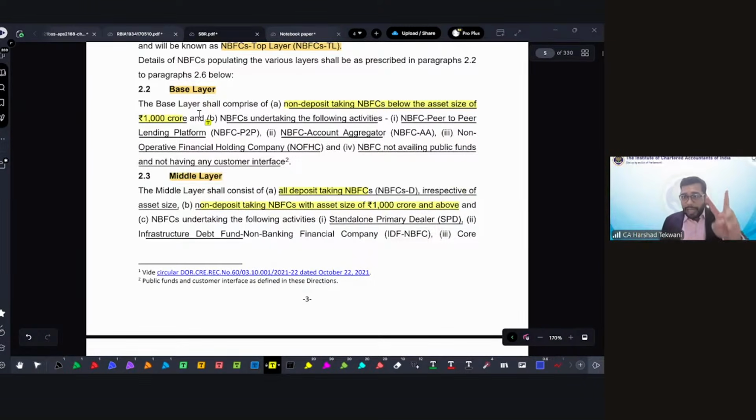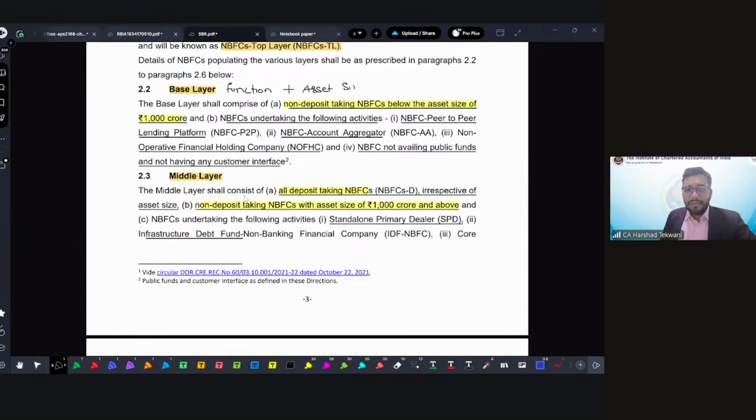So there are two types of categorization in the layer system. One is based on the asset size, and second is based on the function. So function plus asset size.